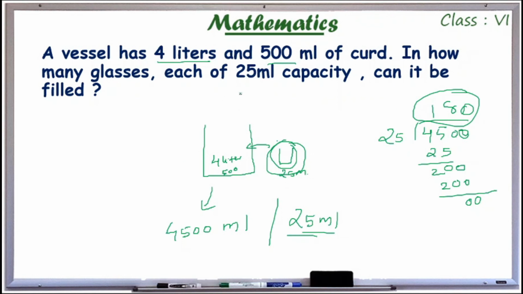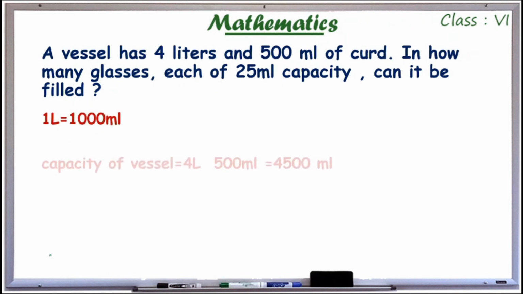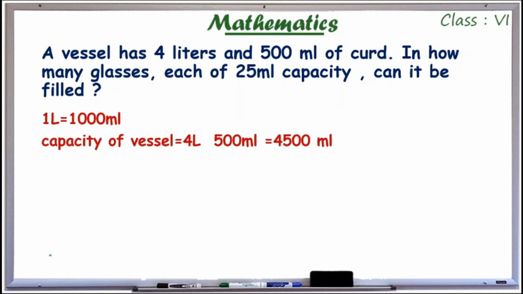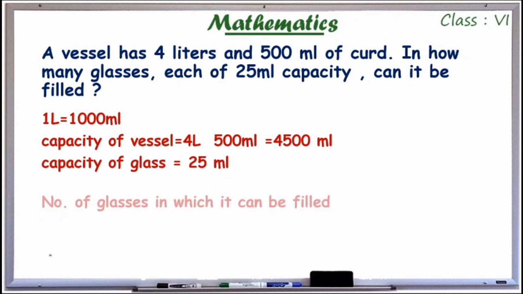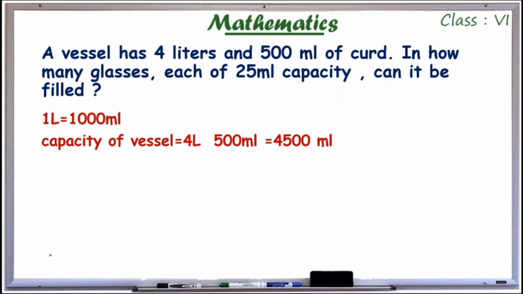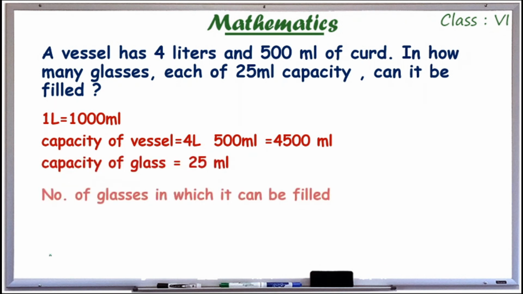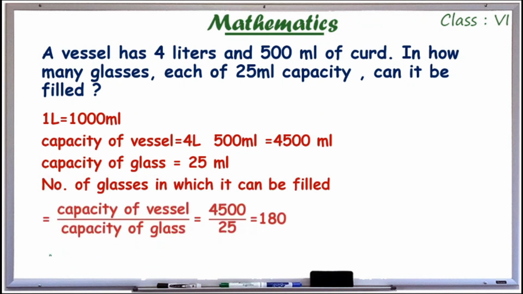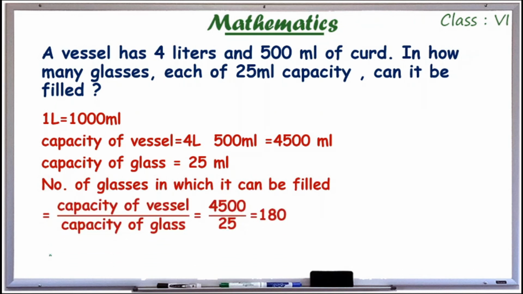So 180 number of 25 milli capacity glasses are needed for filling this whole 4 liter 500 milli. So 1 liter is equal to 1000 milli. Capacity of one vessel is equal to 4500 milli. So the first thing is to convert liter to milliliter. Capacity of one small glass is equal to 25 milli, and number of glasses that can be filled is 4500 by 25, which is equal to 180. So we can fill 180 small glasses. So we can fill the large vessel with 180 small 25 milli capacity glasses.